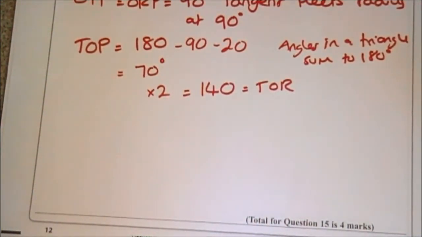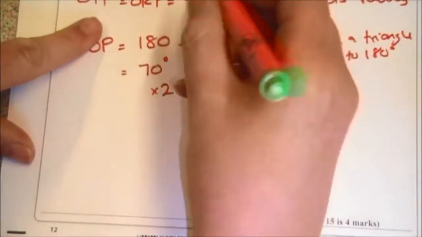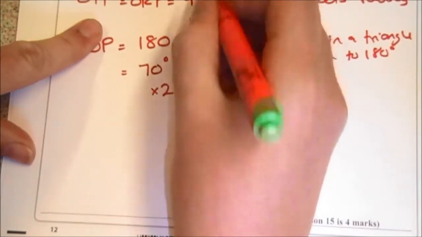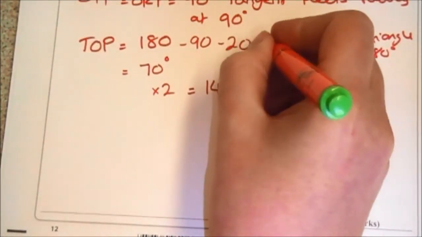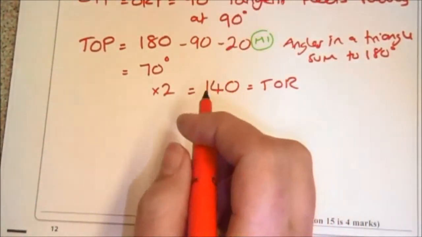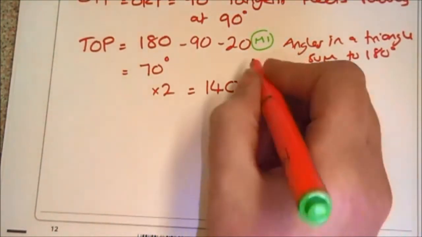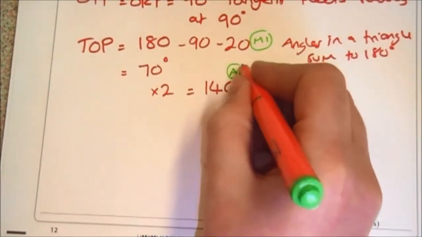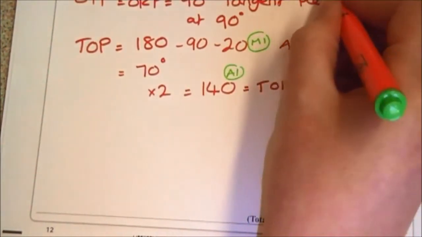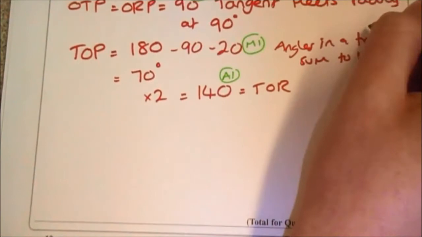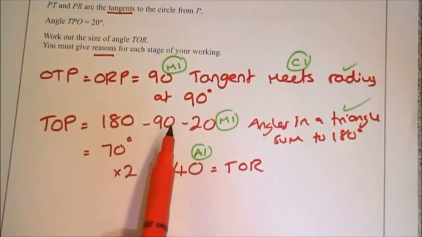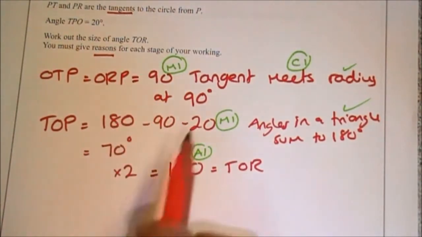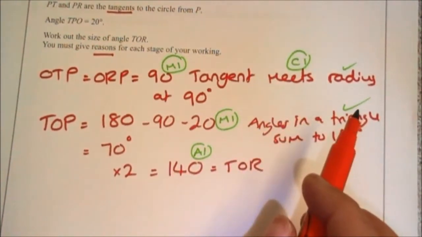So my marks, I get 1 mark for having the angle of 90 degrees. And I get 1 mark for this. And then I get a final mark for having the answer. So there's my 3 marks. You then get a final communication mark for having your valid reasons. So there's your communication mark. 1 mark for the tangent rule, 1 mark for taking it away to find a missing angle, 1 mark for the final answer, and then a communication mark for having your reasons.